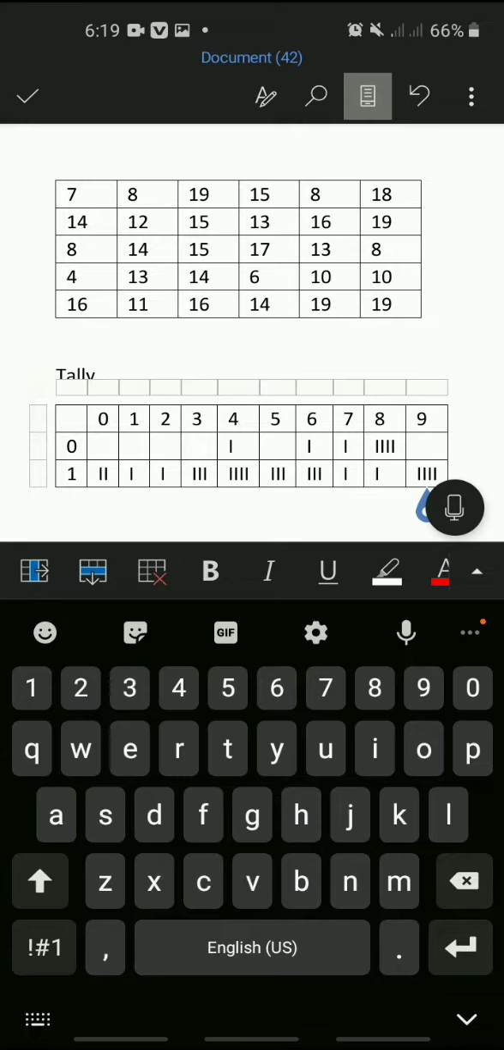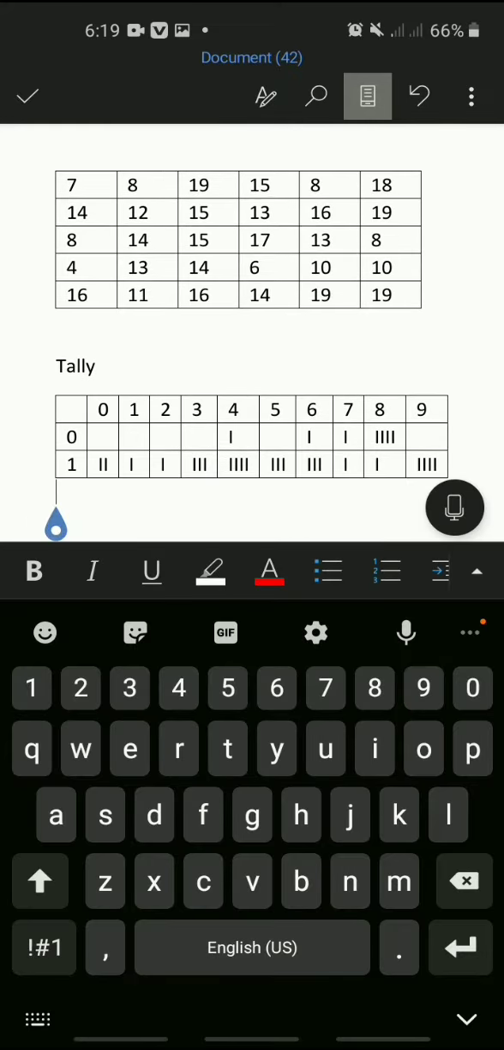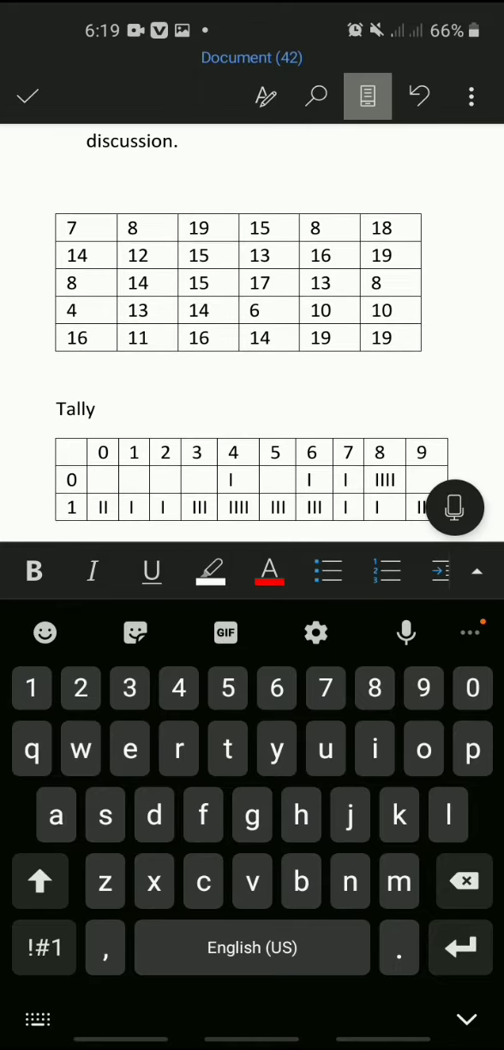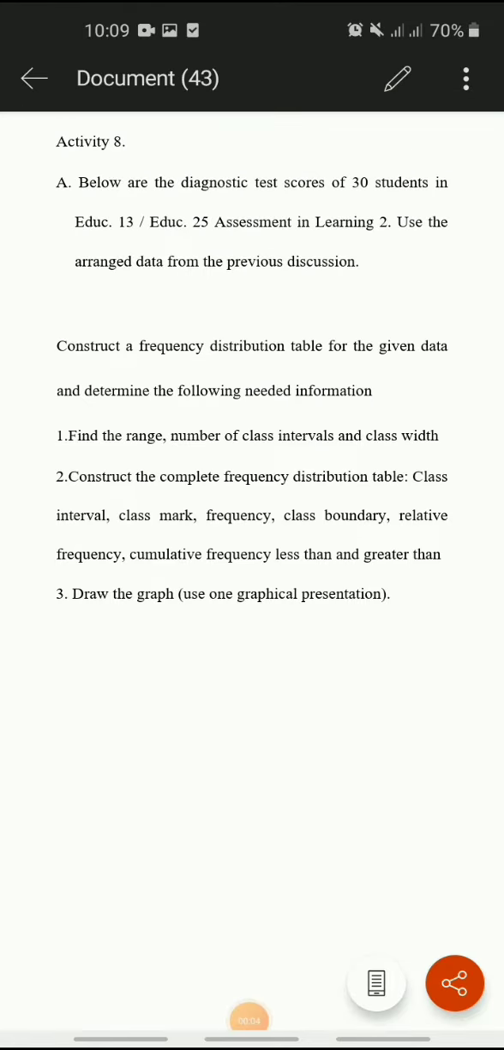So this is the tally method. It is the same as the others. So this is the other way you're going to arrange your data. Since we're done already with activity letter A, let's go to the next problem.